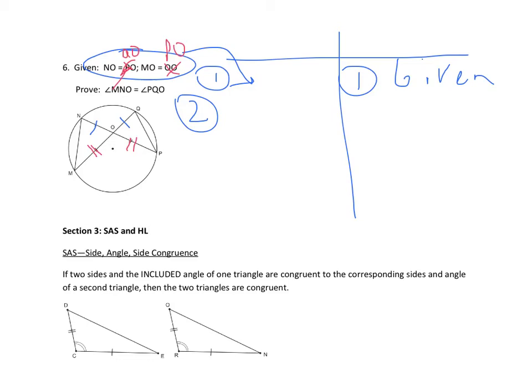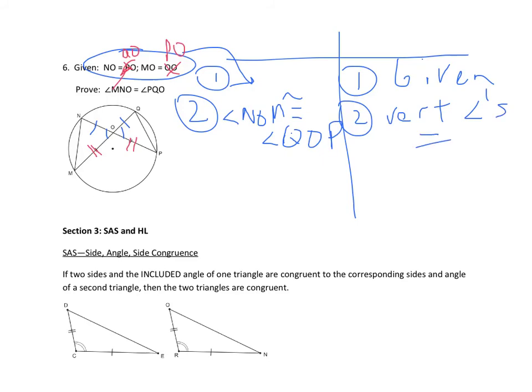Okay, now we also use the fact that vertical angles are always equal. So I can say that this angle and this angle are equal. So I'm going to say angle NOM is congruent to angle QOP, and that's the vertical angle theorem, or you could say vertical angles are equal.